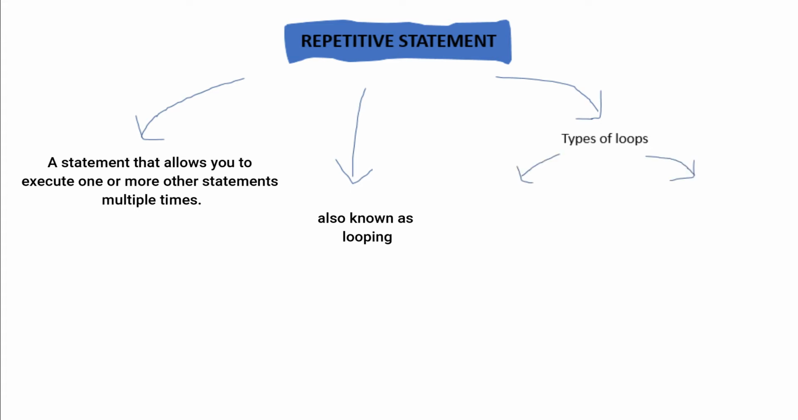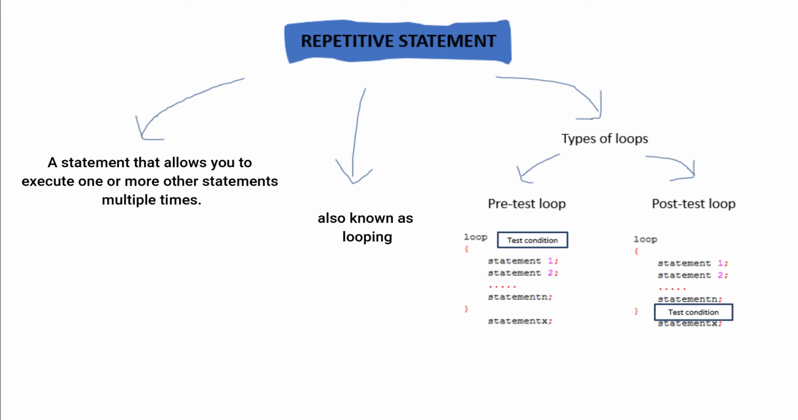The loops can be either pre-test loop or post-test loop. In a pre-test loop, the condition is checked before the beginning of each iteration, while in a post-test loop, the code is executed once and after the completion of the loop the condition is tested. There are three types of repetition statement: for and while are pre-test loops and do while is a post-test loop.